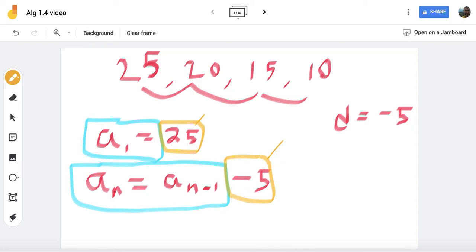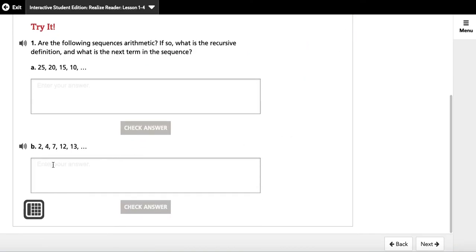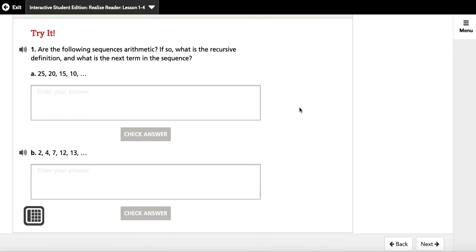Okay, and the second one, if you haven't had a chance to think about that, click pause, come back. Right off the bat, I see it goes up by 2, and then by 3, and then by 5. It's not going up by the same amount every time. So it's not even an arithmetic sequence. So you don't have to do any more work, because that's the first question. Is it an arithmetic sequence?